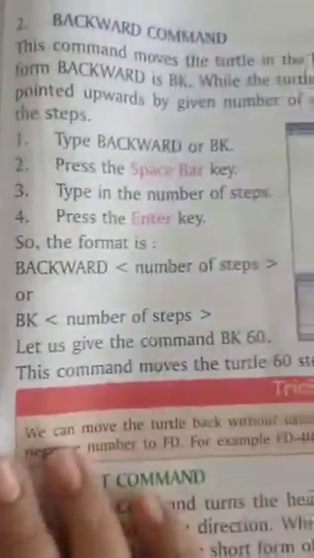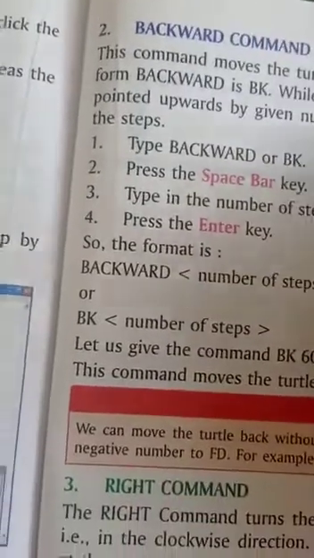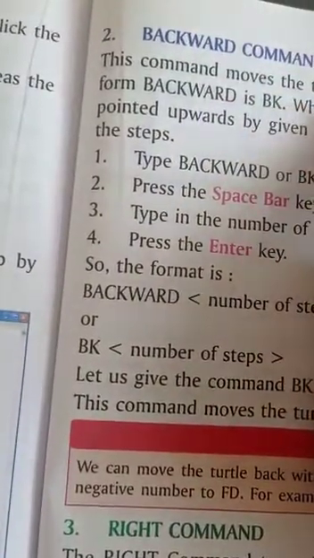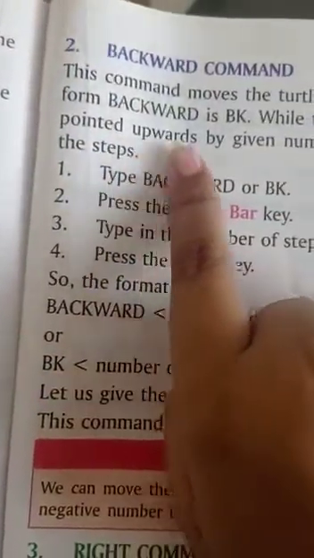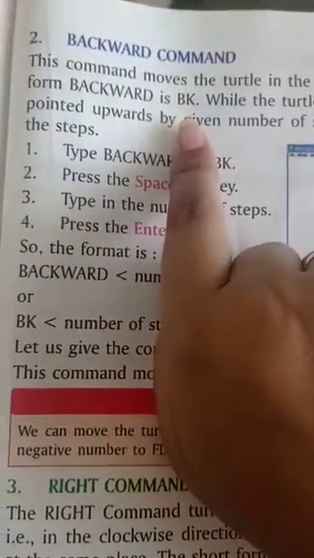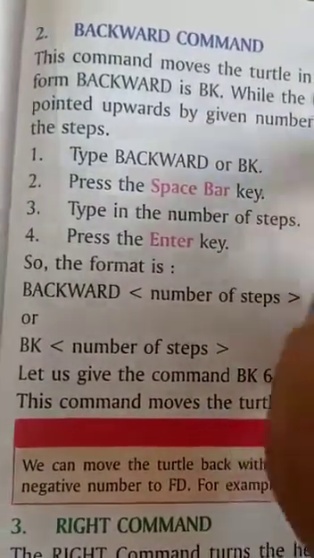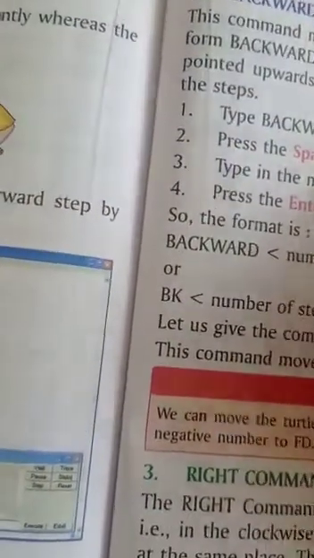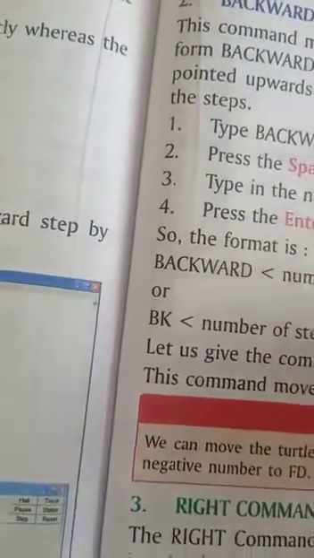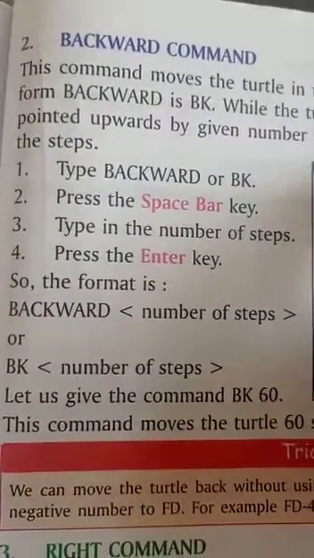Then the backward command. This command is used to move the turtle in the backward direction. The short form of backward is BK. When the turtle moves backward, its head remains pointed upward.